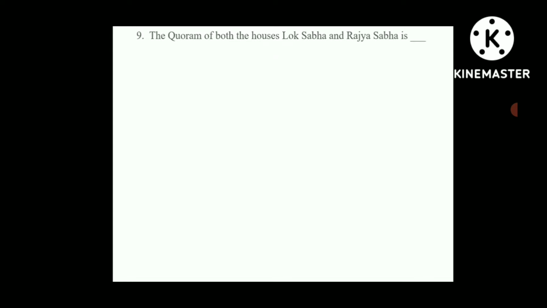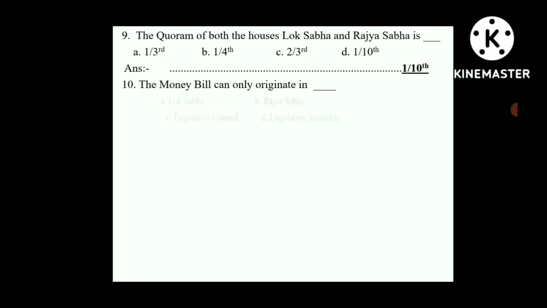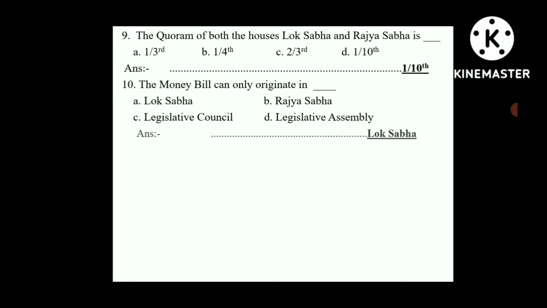So coming to question number 9, the quorum of both the houses, Lok Sabha and Rajya Sabha, is it 1/3, 1/4, 2/3 or 1/10? Extremely vital question. You should remember it is 1/10. The money bill can only originate in Lok Sabha, Rajya Sabha, Legislative Council or Legislative Assembly. The money bill, it is Lok Sabha.